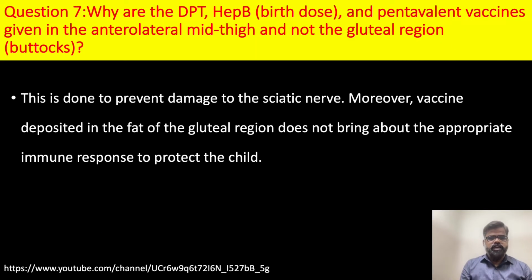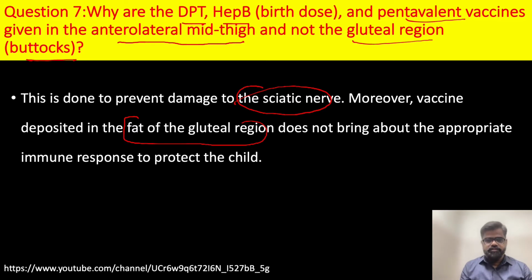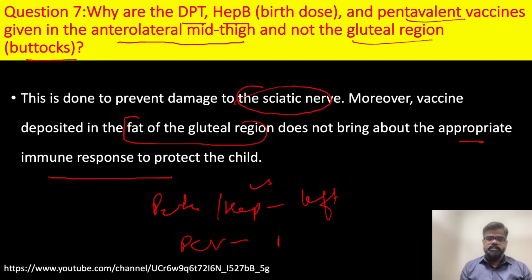Okay. The next question is why DPT, hepatitis B, pentavalent, and now PCV also are given in the anterolateral mid-thigh and not in the gluteal region? The answer is very simple: to prevent damage to the sciatic nerve. And second, in infants you have more fat in the gluteal region. So vaccine deposited in this fat, if you give it in the gluteal region, will not generate an adequate immune response in the child. So it is better to give in the anterolateral part of the mid-thigh, either left or right, depending upon the type of vaccine. For pentavalent or hepatitis B it is in the left, and for PCV it is in the right, to maintain uniformity.